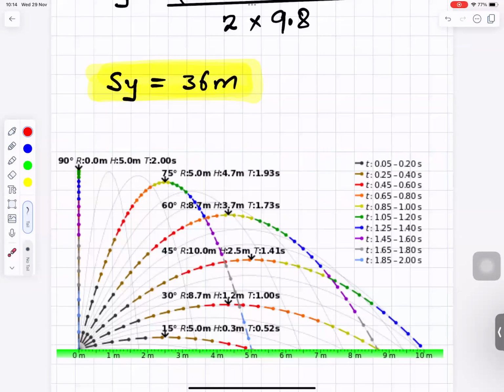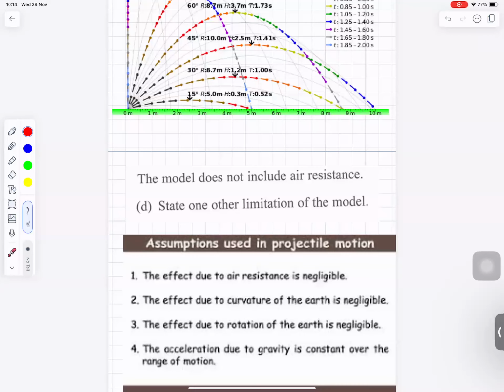This is a picture that illustrates it. If you see the angle there of 75 degrees, you see it goes to the highest point. When the angle is 45 degrees, it doesn't go as high. When the angle is 30 degrees, it doesn't go as high. So the biggest angle goes the highest height. So that's why we use the biggest angle for that question.